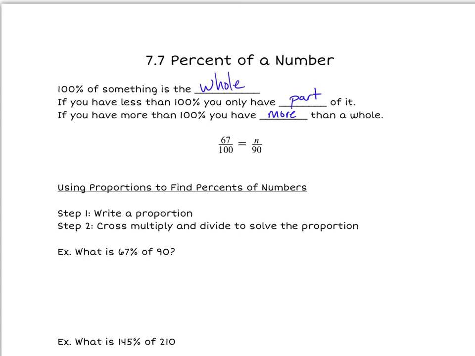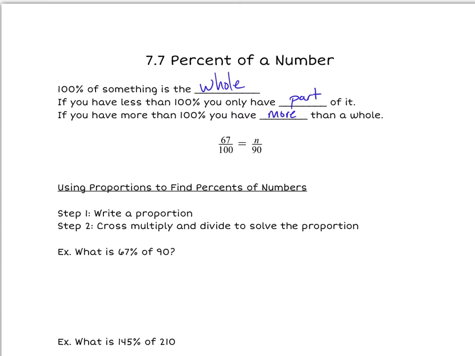So when we think about the pieces here, what does this look like to you, what I've got written there, 67 over 100 equals n over 90? What thing have we done before? A proportion. It's 2 ratios that are equal to each other. Now, look at just the left side of it. What does this remind you of? 67 over 100. It looks like a fraction.